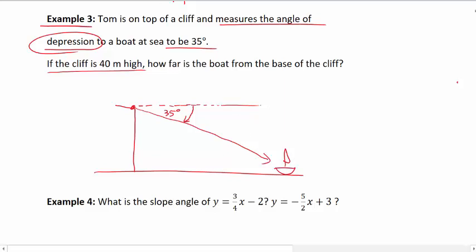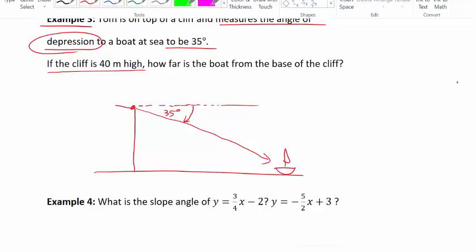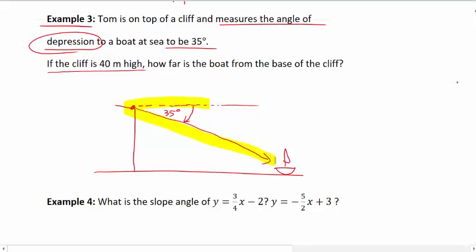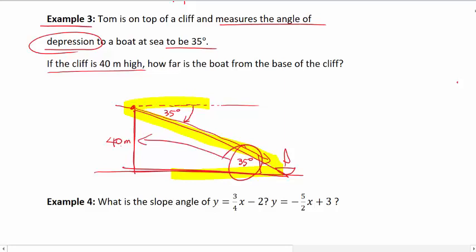Now you could work with this upper triangle here, but I usually like to move that angle down to the bottom, and that's because you have your Z pattern, your alternate angles, so this bottom angle is also actually 35 degrees. And so now you have this triangle right here, with a 40 meter high cliff. So choose your angle. This is your opposite. Right down here is your adjacent. So this is going to be tan again.